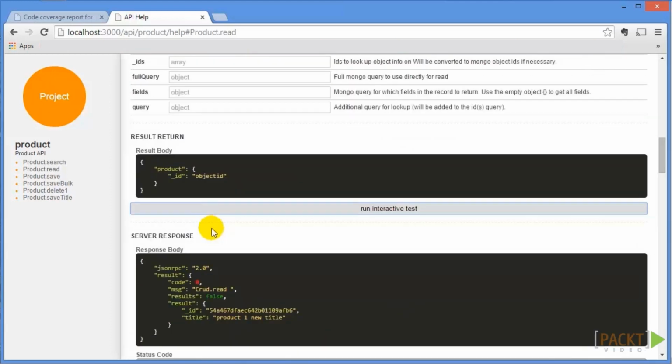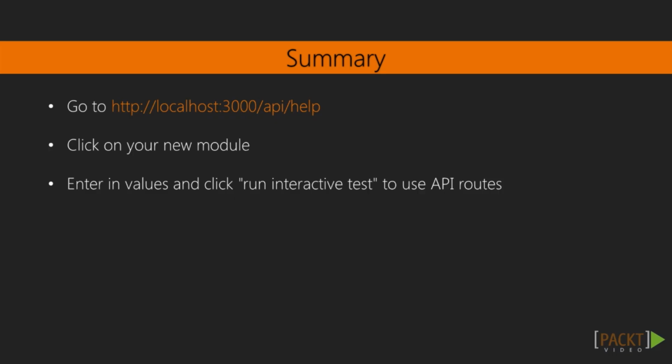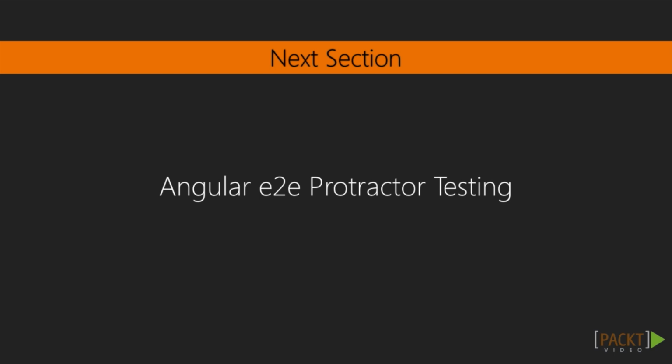So this is all interactive, and you can test your different methods, adding and deleting and updating different products, and you can do this for all your API routes, so it's a pretty nifty tool to quickly see what different API routes you have access to. And that basically sums up how to create and use and write tests for a new backend API controller. And in the next section, we will go over Angular end-to-end tests with Protractor.